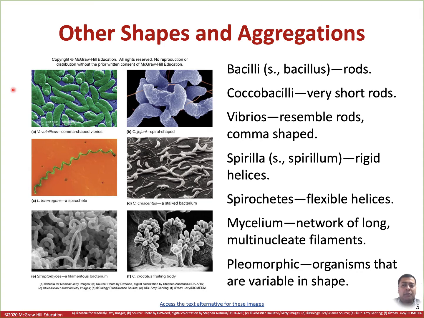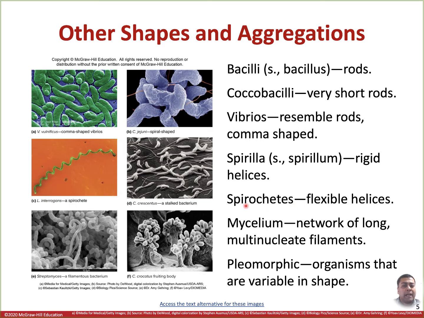If we look at the other shapes, the bacillus, singular, are rod-shaped bacteria, very simple. And the coccobacilli are very short rods. The vibrios resemble rods, but are a little bit crooked, or comma-shaped. The spirillum, singular, spirilla plural, are rigid helices. What we mean by rigid helices is that these are static structures, spiral-shaped, and whether they are alive or dead, they stay in that shape.